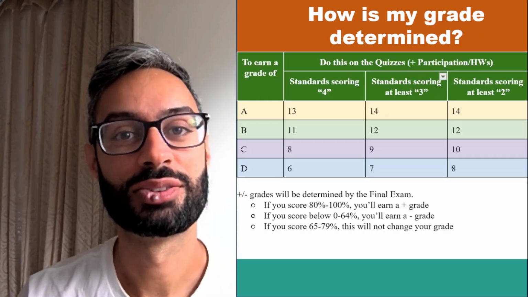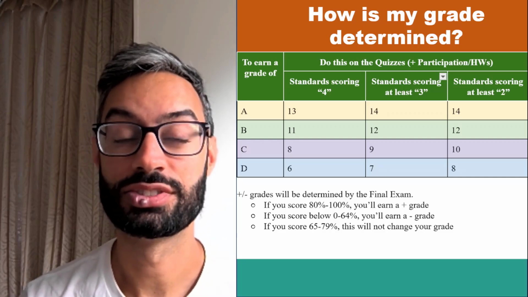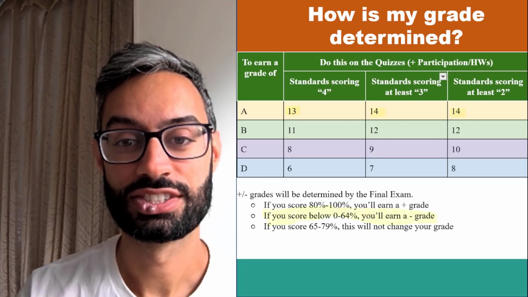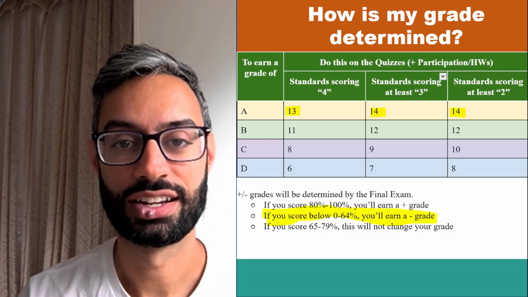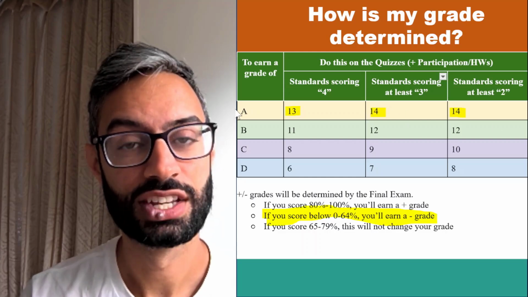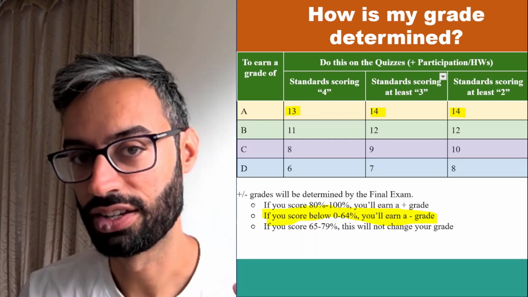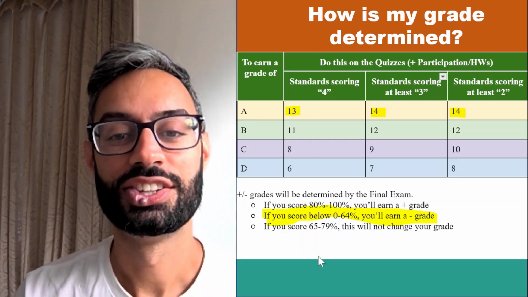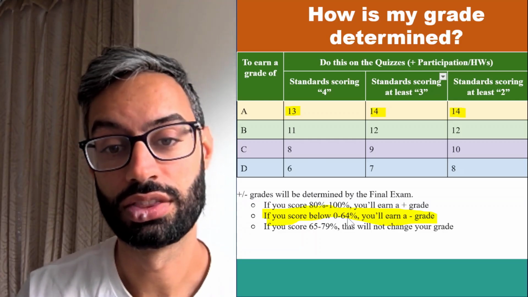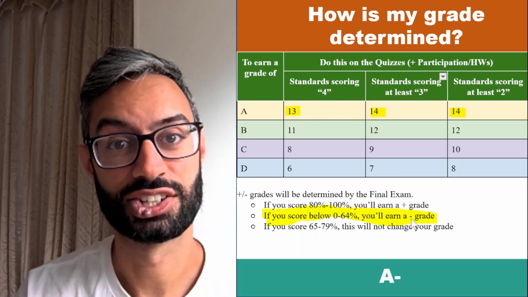Your grade is determined according to the following table. A student needs to do all of the items in a particular row to earn that corresponding grade. So if a student has done all of these yellow highlighted items, they've met all their requirements in this row for an A. And then their final exam is what determines if they get a plus or a minus or just that normal grade. So this student got below a 64% on their final exam, and that earns them a minus. So this would be an A minus for their grade.